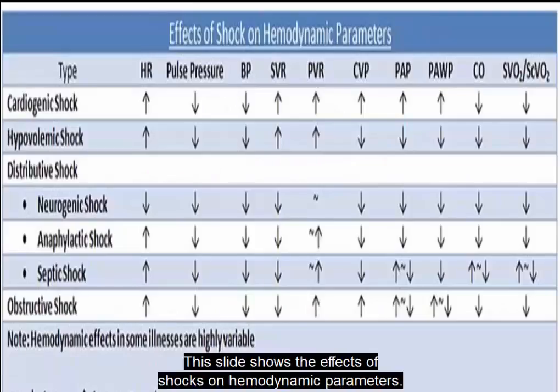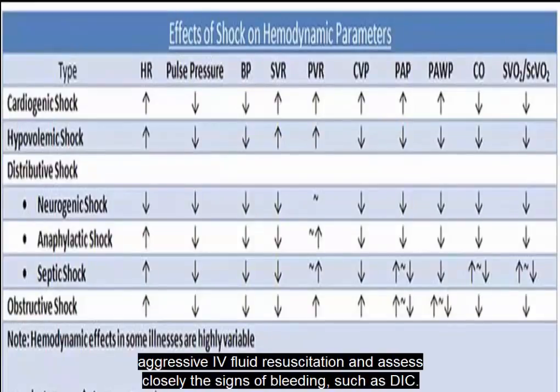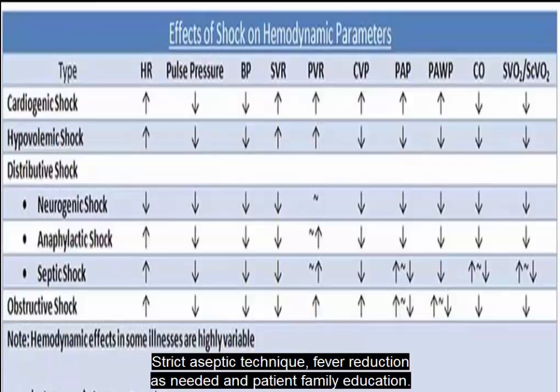This slide shows the effects of shock on hemodynamic parameters. When treating the patient, obtain the blood and urine cultures as ordered. Administer the IV antibiotics, the antiarrhythmics, aggressive IV fluid resuscitation, and assess closely for signs of bleeding, such as DIC. Use strict aseptic technique, reduce fever as needed, and provide patient and family education.